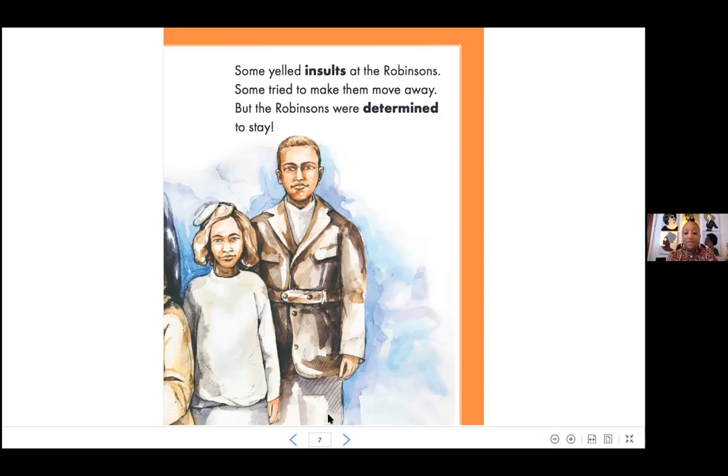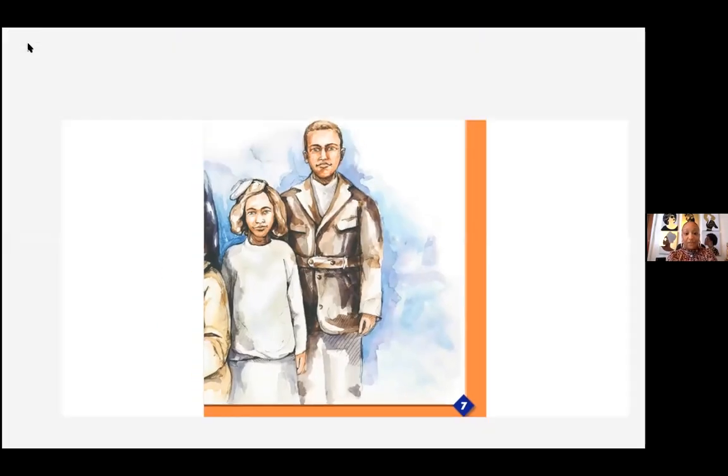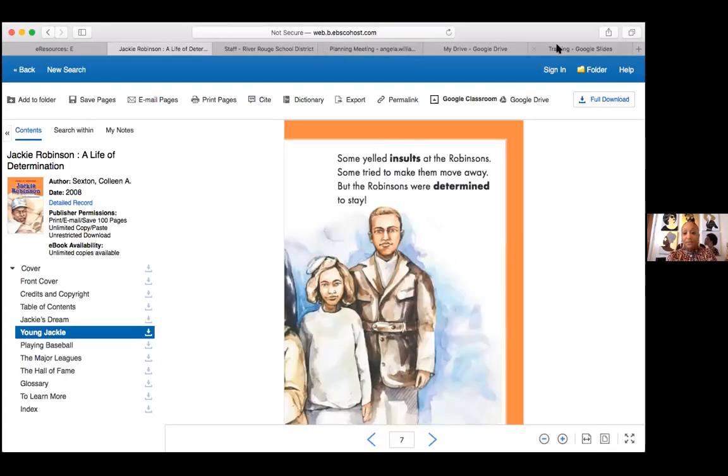So Ms. Williams, I'm going to show you a few different graphic organizers.